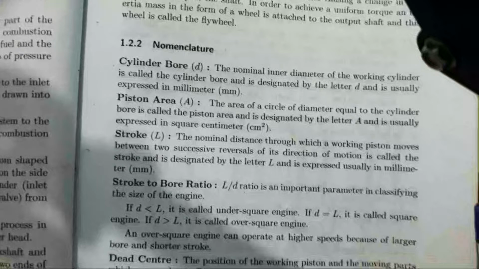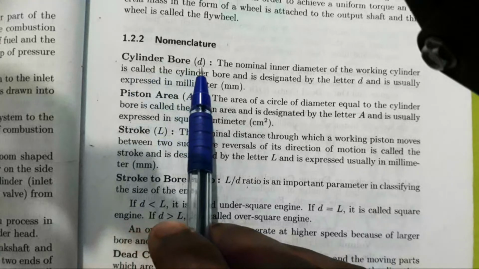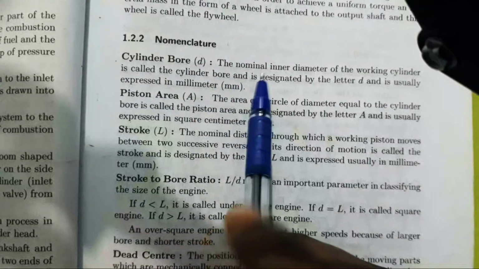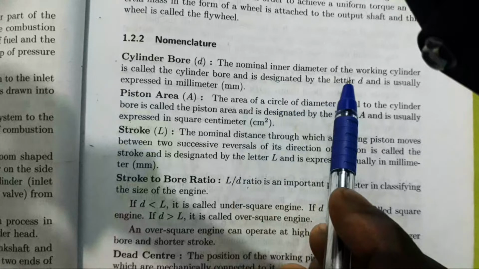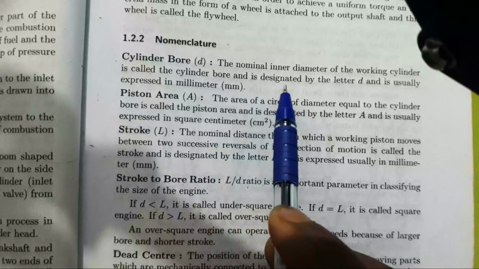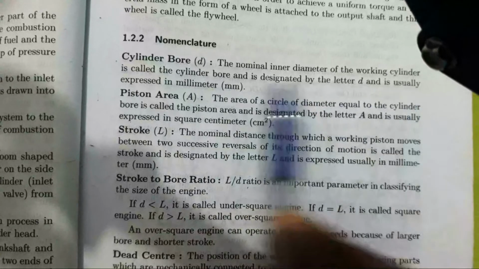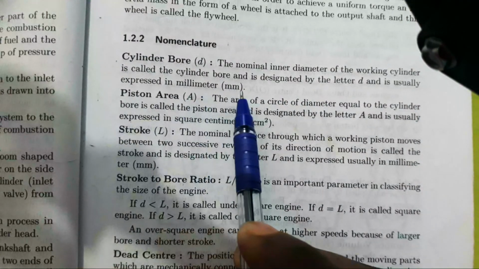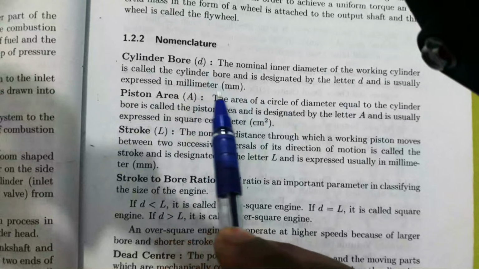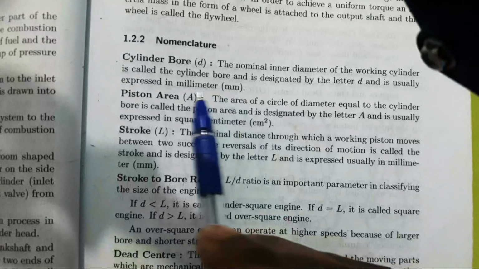Next is cylinder bore. Cylinder bore is denoted by small d. It is the nominal inner diameter of the working cylinder, designated by the letter small d, and is usually expressed in millimeters.